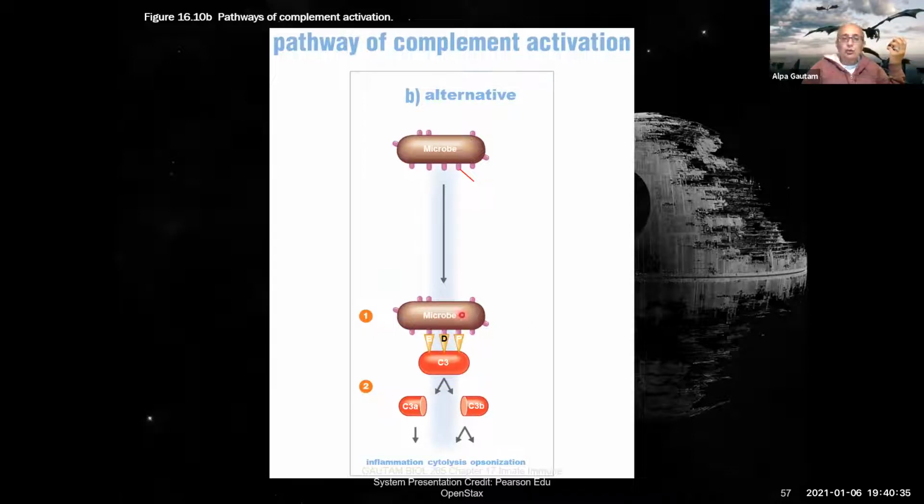Now, not all microbes would have this. That's why you have this other pathway, the classical pathway. But the microbe that happens to have these molecules on the surface, the C3 binds to it. You have cleaving, and then you go through inflammation, lysis of the cells, and opsonization again.